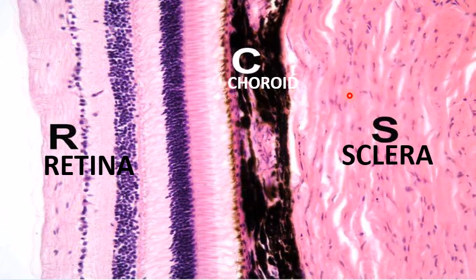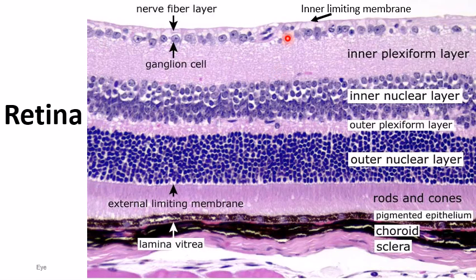Here is a section showing the 3 coats posteriorly: the sclera, formed of irregular collagen bundles to withstand tension in different directions as the extraocular muscles are attached to it. Here is the vascular coat, which is the choroid, a pigmented vascular coat. And here is the retina, formed of its layers that we're going to discuss now. Here is the retina. This is the sclera. This is the choroid.